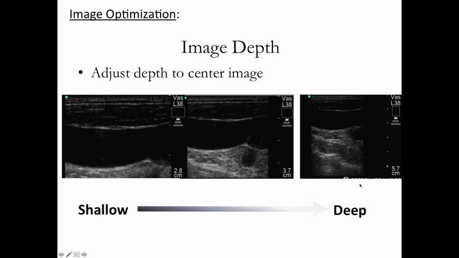What I typically do is start off with the deep field of view to get a sense of where I am in anatomy, and then as you zero in on what you're exactly looking for, you can center the screen on that image.